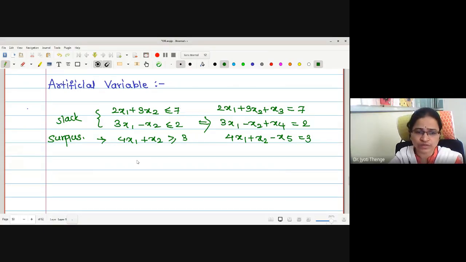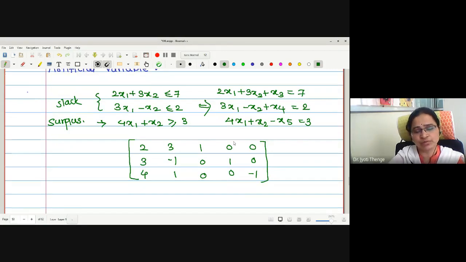Therefore, if I write the coefficient matrix here, what is my coefficient matrix? The column corresponding to x1 is 2, 3, 4. The column corresponding to x2 will be 3, minus 1, plus 1. Corresponding to x3 will be 1, 0, 0. With respect to x4, this is 0, 1, 0. But what for x5? This is 0, 0, minus 1. Therefore, if we look here in this coefficient matrix, do we get the identity matrix?